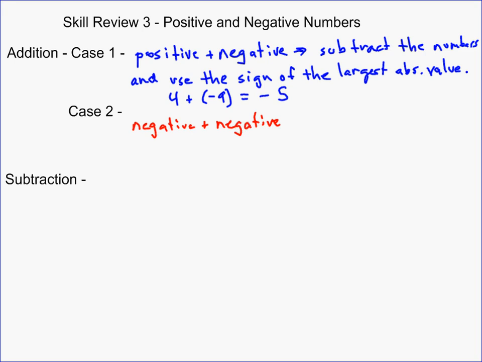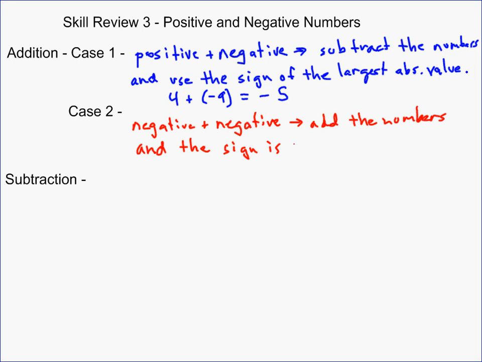So the way you do negative plus a negative is you add the numbers and the sign is negative. So anytime you got a negative plus a negative, you add the numbers and the sign is always negative. Now the other case, which I didn't include, is a positive plus a positive, but you've been doing that since you were in first grade probably, so we shouldn't have to cover what you do with a positive plus a positive.